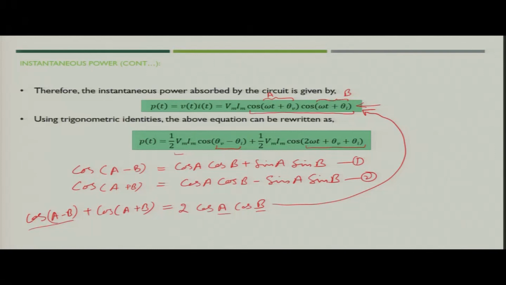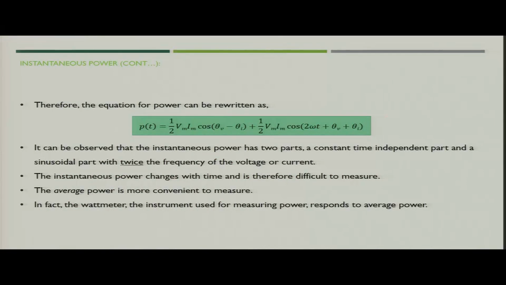So, in this way we can represent that the instantaneous power is the summation of two terms. If you carefully see these two terms, the first term is constant because there is no time dependent portion available in this particular term. While the second part has a sinusoidal part which has a frequency of twice the frequency of voltage or current. So, these two terms are defining the instantaneous power.